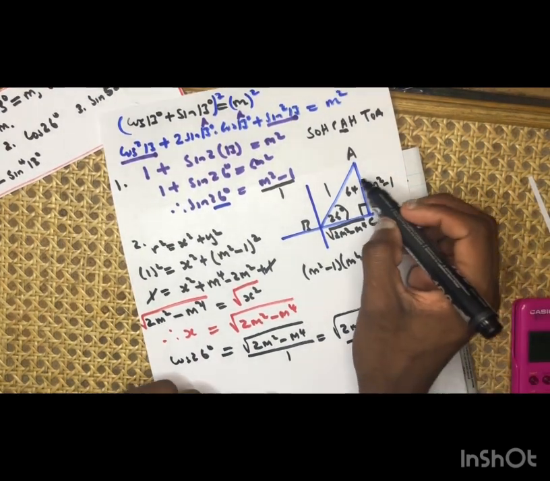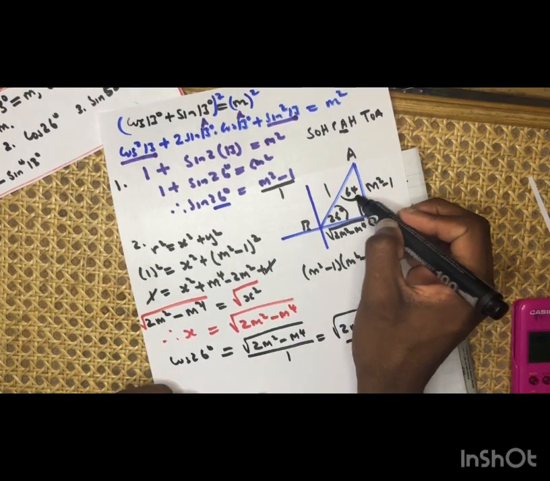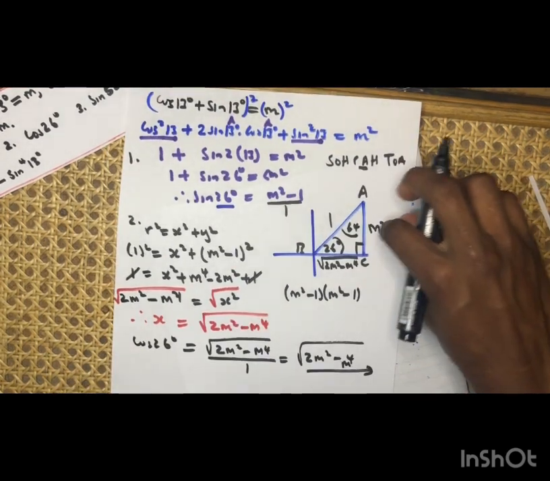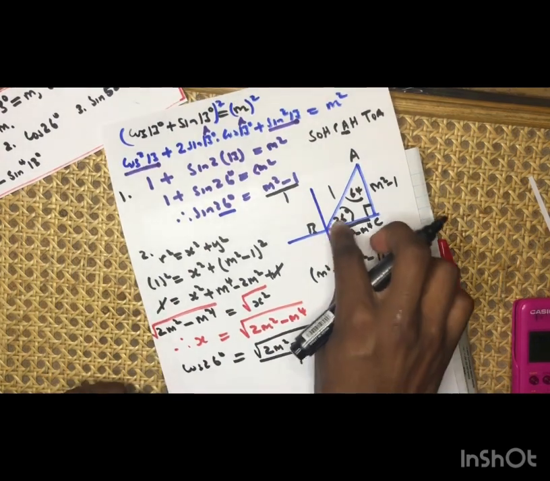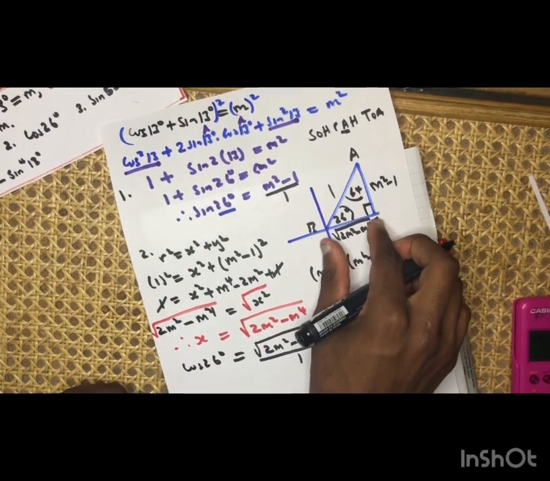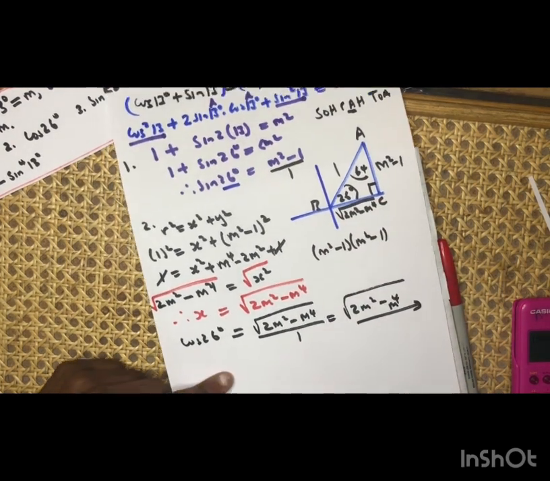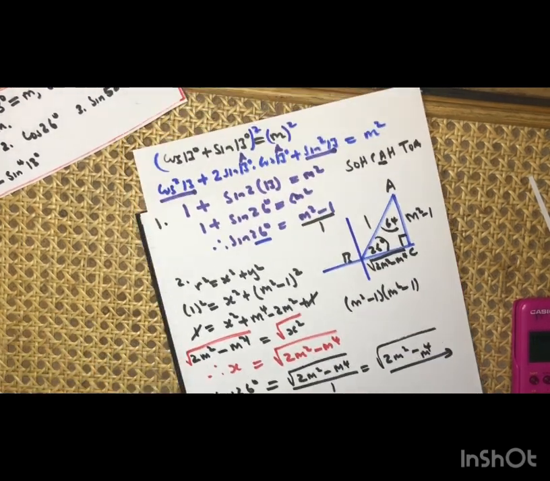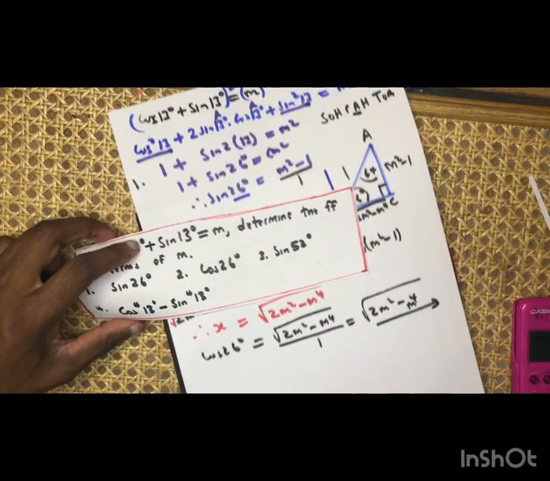So it was not going to be a problem if we were looking for cos 66 because we already have the adjacent. But since we are looking for cos 26, it was a must. It was a must that we have to calculate this BC. So understand? So we go to number 3.